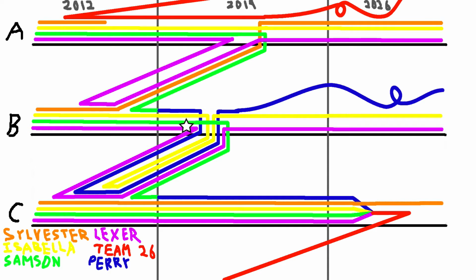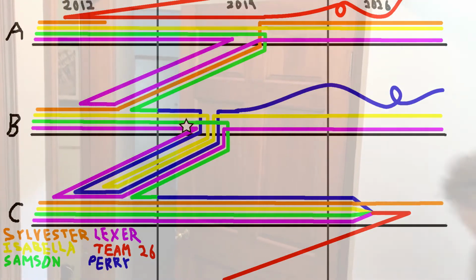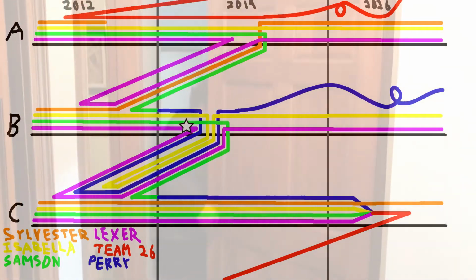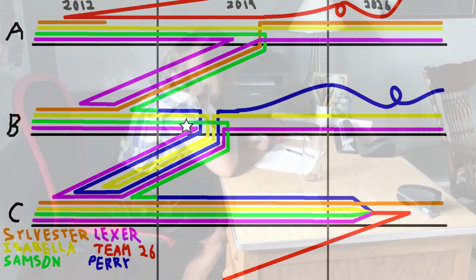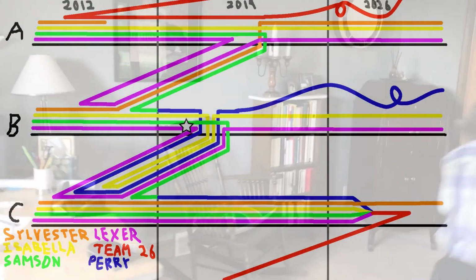off to Lexer going back in time. This part is really hard to explain. I'll try my best. But Lexer goes back. Perry has this whole plan where he puts his machine that he got from way back when he got stuck in the past, he puts it down, it's empty, and goes to the past with Lexer.